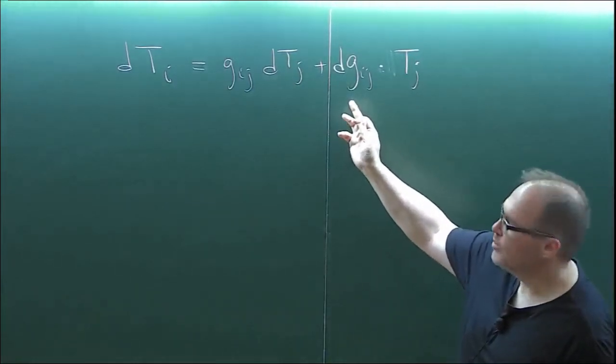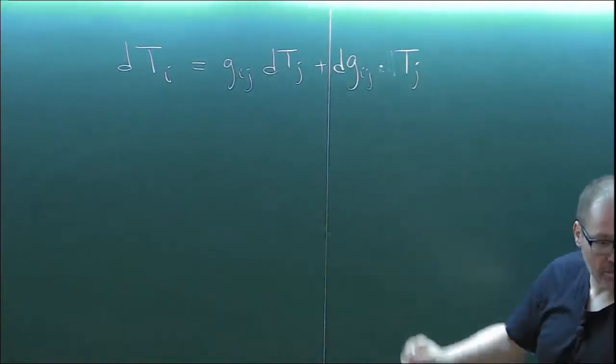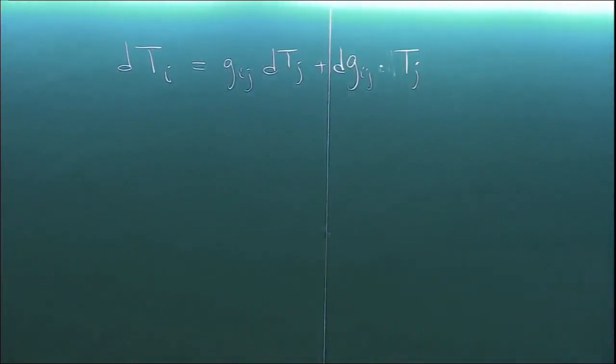And usually you remove it by defining a connection. There are many choices, but I'm not going down that road now. Now I'm going to do something a bit more spectacular. I'm going to restrict this relation to Z.